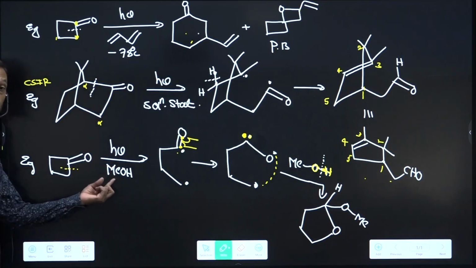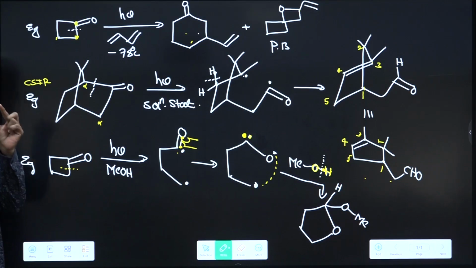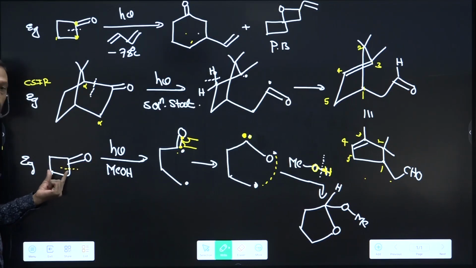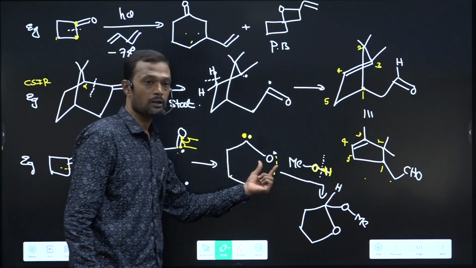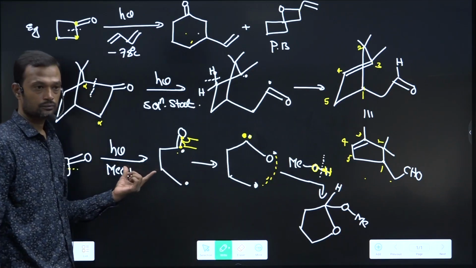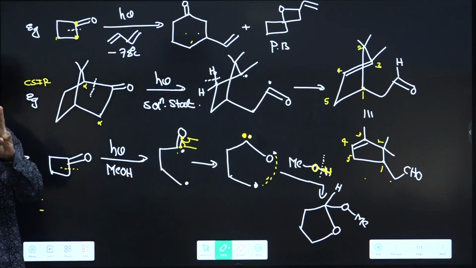If the physical state is not mentioned and a solvent is given, the reaction proceeds with either a ketene or a carbene. Ketene is not possible because it is a strained molecule. If any strained molecule is given, the reaction proceeds with a carbene intermediate. Okay, be careful. Three possibilities are expected.